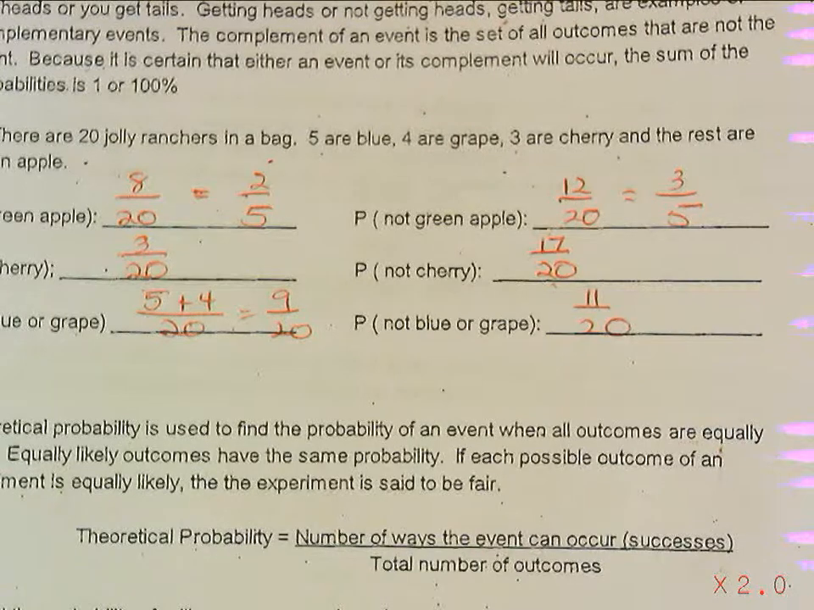So if I do roll a die, and a die has 1, 2, 3, 4, 5, or 6 on it, and I say, what's the probability of getting an even number? Well, I can get an even number if I roll a 2, a 4, or a 6. So 3 ways to get an even number, and there's 6 possible outcomes. So it'd be 3/6, or 1/2.